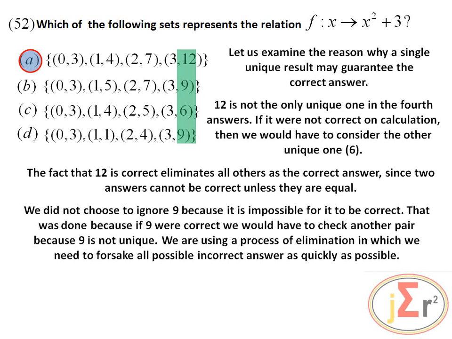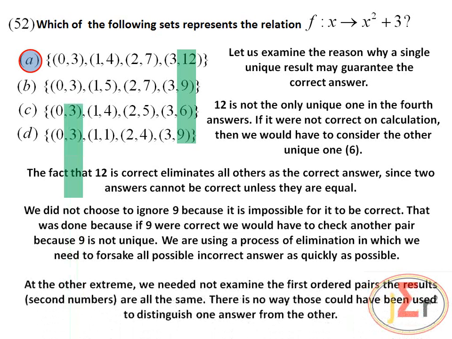We cannot have two answers being correct unless they are the same. Therefore, we choose one that is different in order to eliminate the possible incorrect answers as quickly as possible.